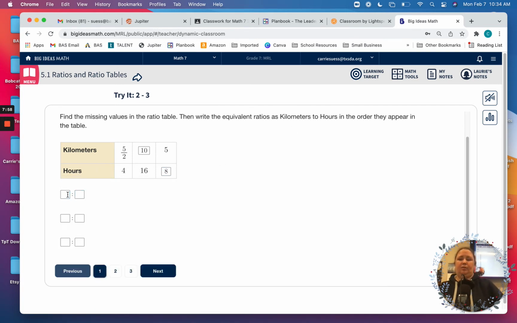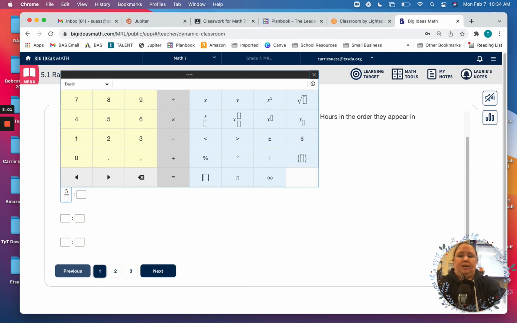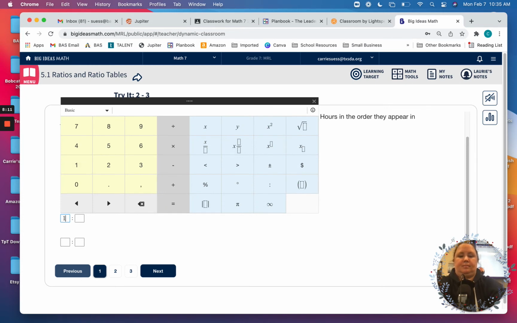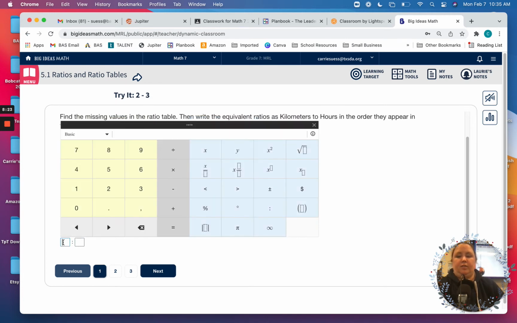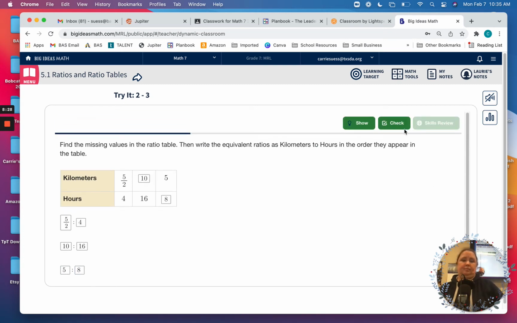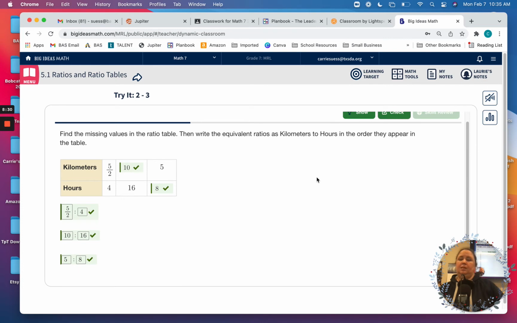So now we just write the ratios. 5/2 to 4. It might not like the fraction. We're about to find out. 10 to 16. It should be on your screen. So this would be 10 to 16. And then the last one is 5 to 8. Oh, yeah, I'm so smart. I did that without any help. Okay, so there's number 2. Go do number 3 on your own.